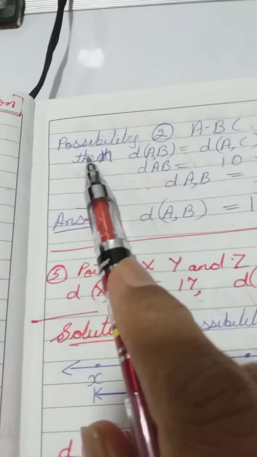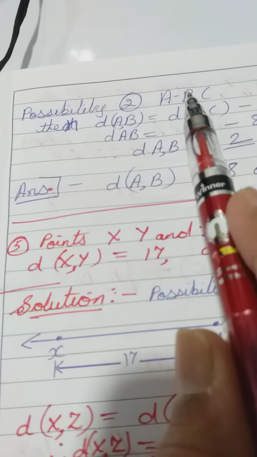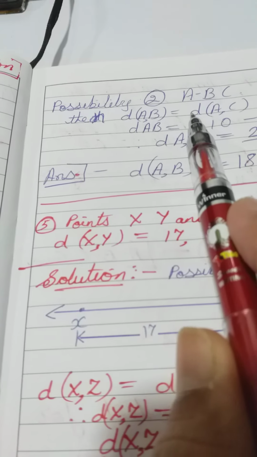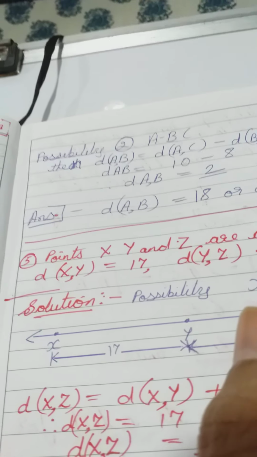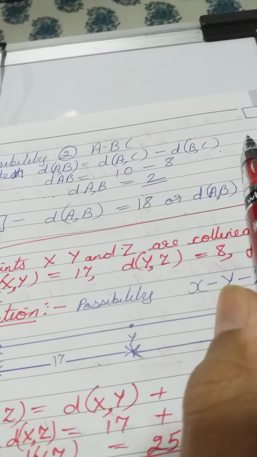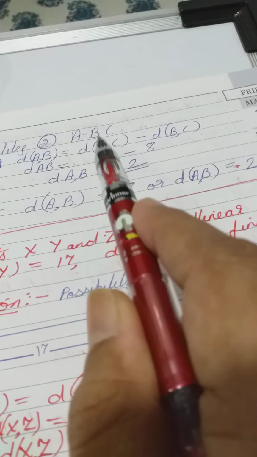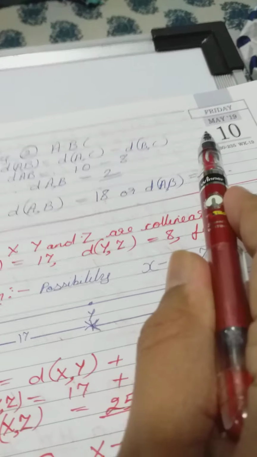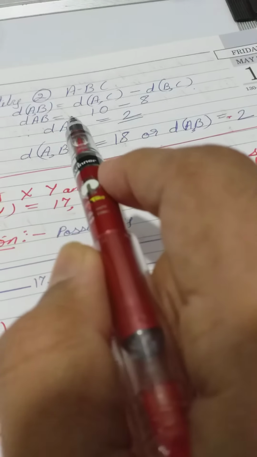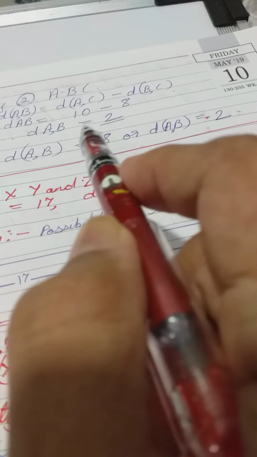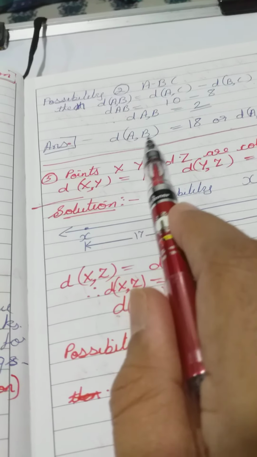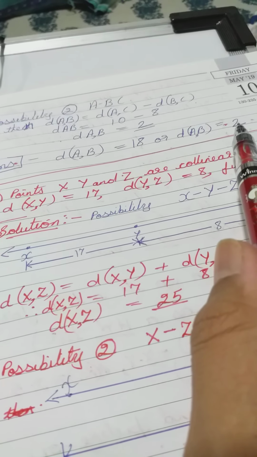Possibility second is B is between A and C. Here the distance of AB is equal to distance of AC minus distance of BC. Again you can put the reason as B is between A and C. If you want to put a reason; even if you don't write it, it's not an issue because you have already mentioned this in the possibility itself. Therefore distance AB is equal to 10 minus 8. Therefore distance AB is equal to 2. So your final answer will be distance AB is equal to 18 or distance AB is equal to 2.